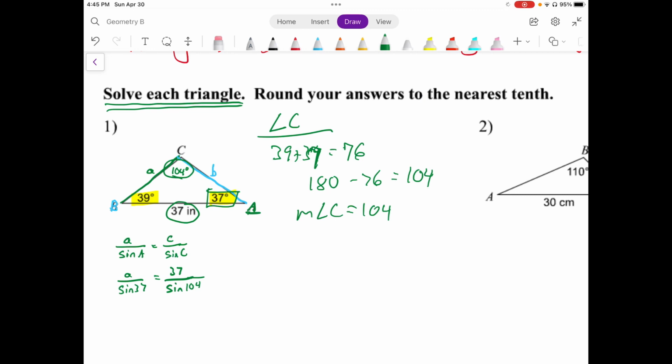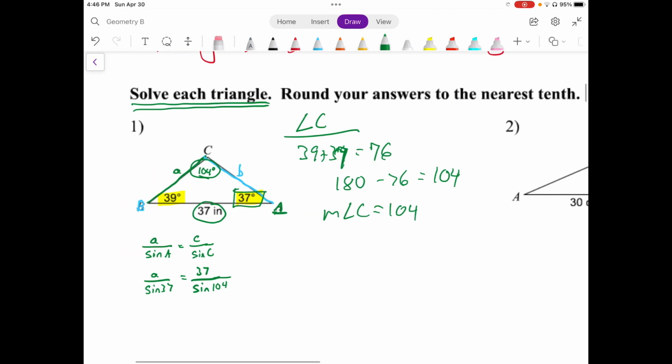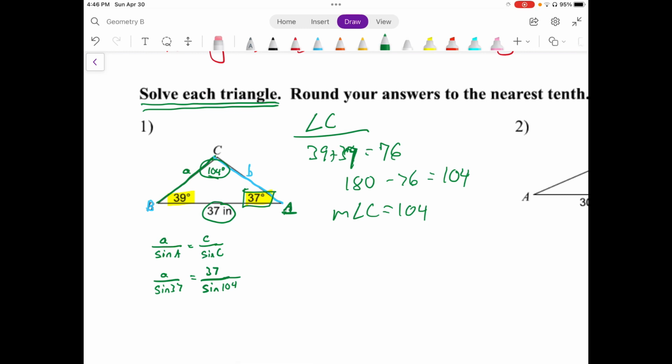We just have to find side A, and just using algebra, and we'll take care of the trig ratios in a minute, but we want to solve for A, so we just multiply both sides by sine of 37. Now, we could have found the sine of 37, found the sine of 104, and then done it that way, but it's actually easier and quicker to go ahead and multiply by the sine of 37. And really, what we can do here is we could now just plug it in our calculator.